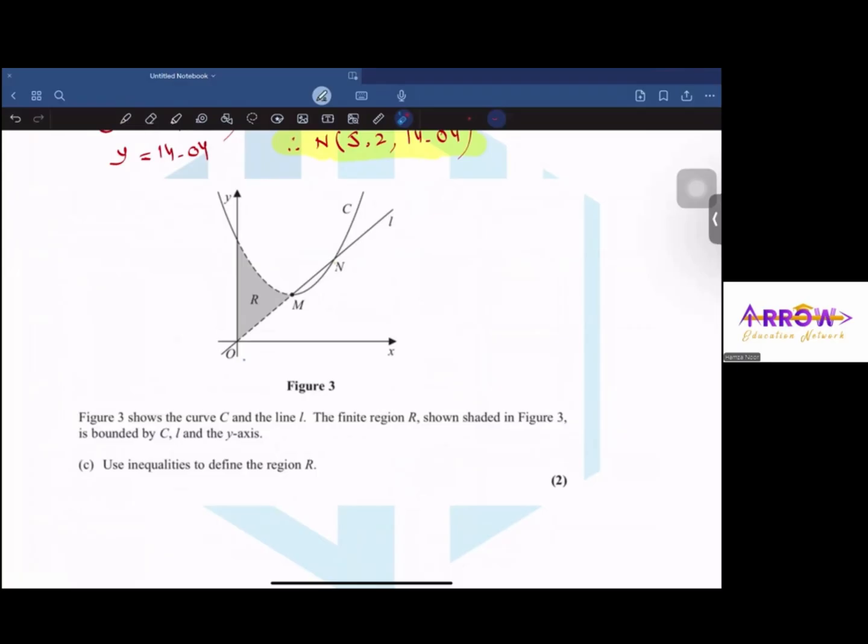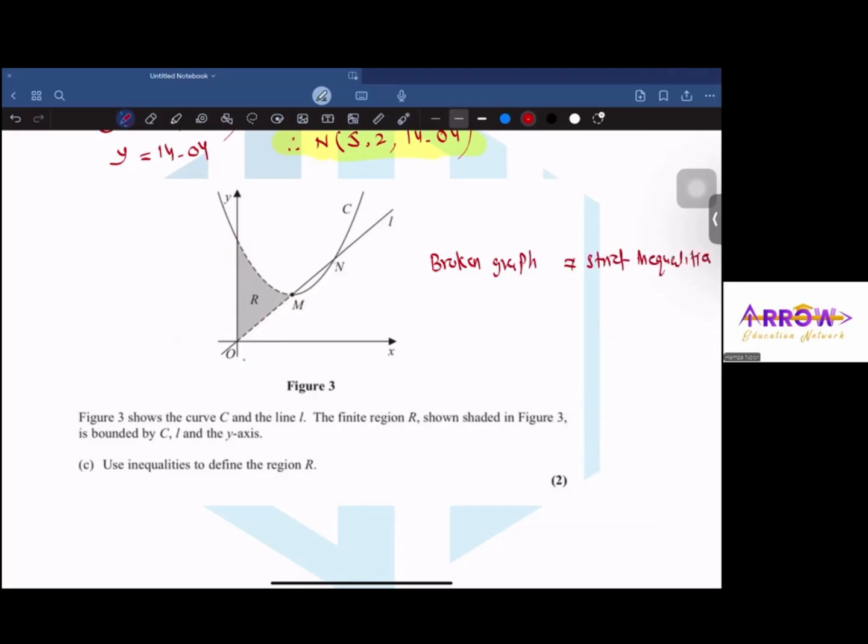As we can see, the curve is broken over here for the region R, and the part of the line L is also broken over here. However, the y-axis is a smooth line, meaning x equal to 0 is a smooth line. So a usual practice when we are solving inequalities is that when we have a broken graph, we use strict inequalities.